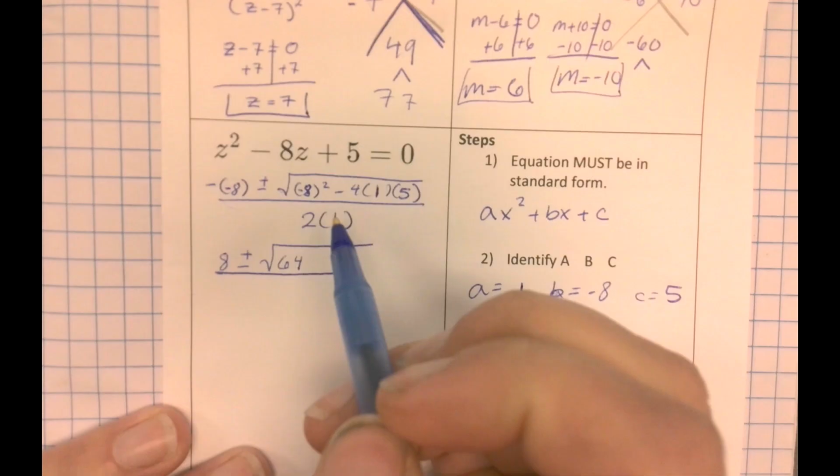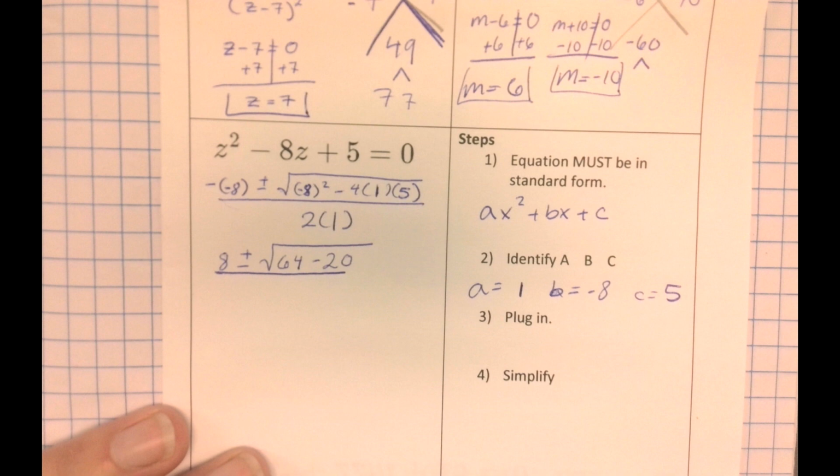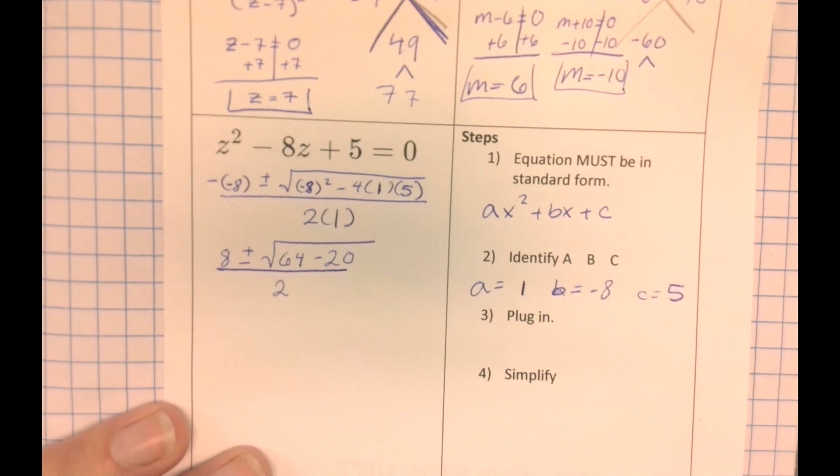You guys, what's 4 times 1? What's 4 times 5? So it's going to be take away 20. What should the denominator be? Good. Can you do 64 take away 20, please?